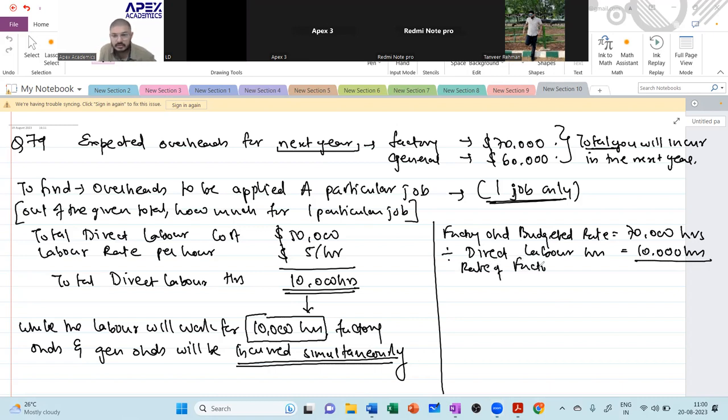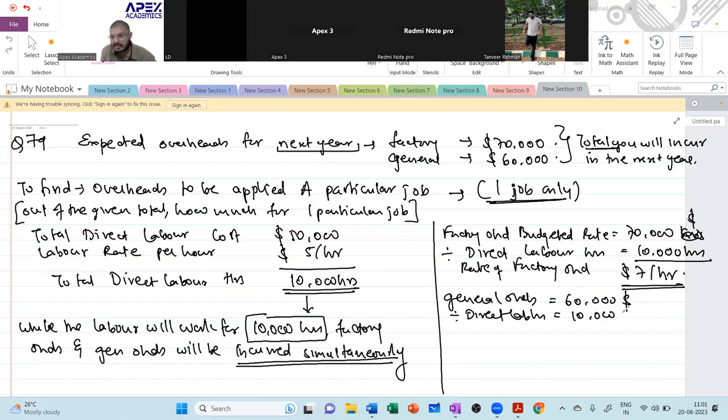So that is $70,000 divided by 10,000 hours. What is the rate of factory overheads? It is $7 per hour. Now, similarly, general overheads are $60,000 divided again by direct labor hours, which are 10,000 hours. What is the rate of general overheads? It is $6 per hour.